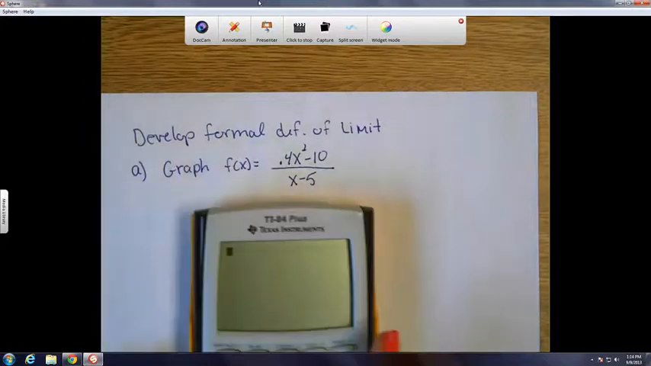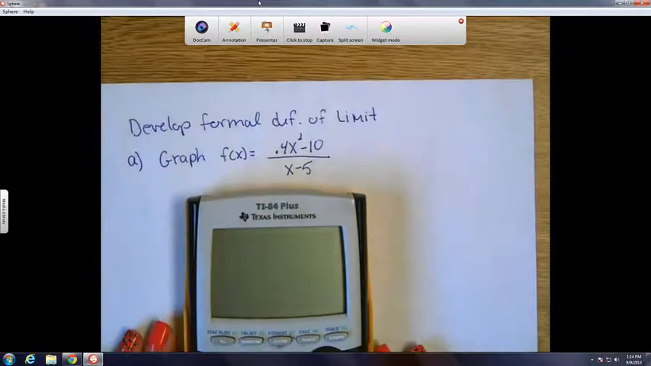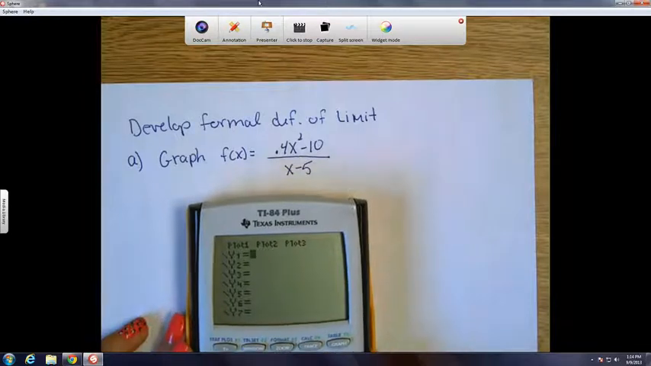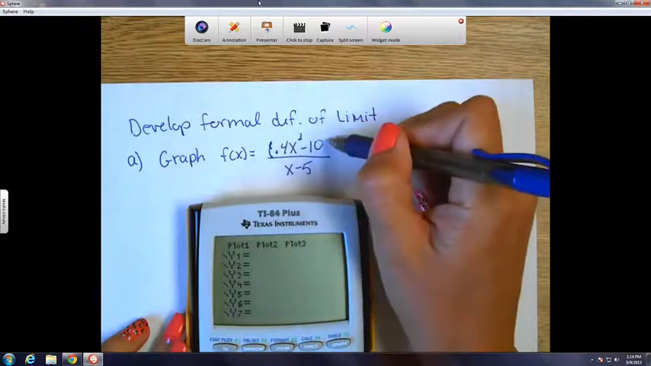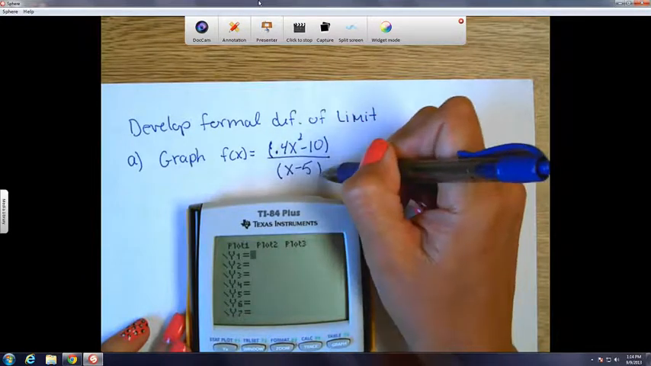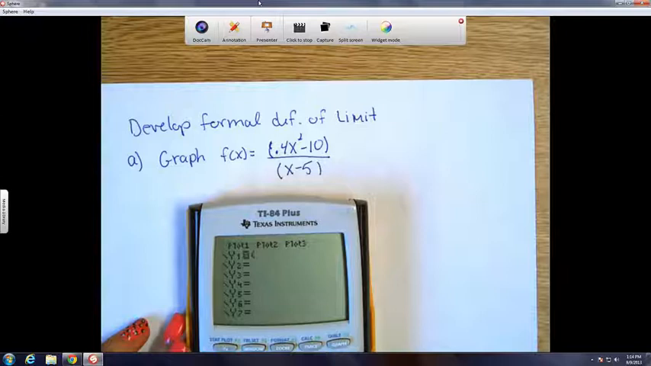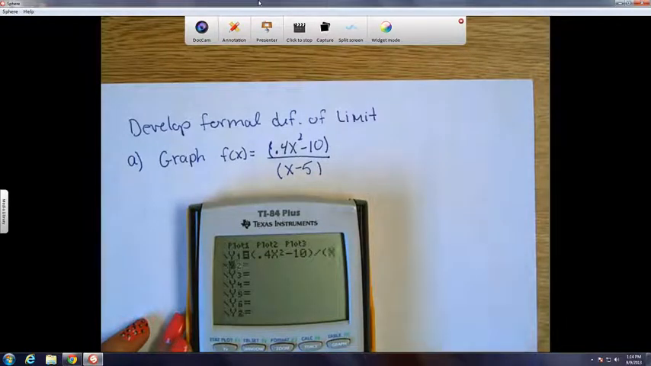Alright, so we got y equals, clear out what you have there. Remember, you're going to need parentheses around the numerator and the denominator. So 0.4x squared minus 10 divided by x minus 5. Zoom 6.